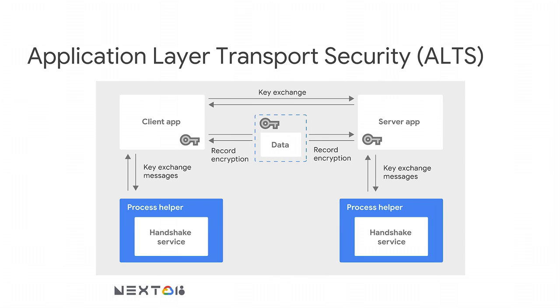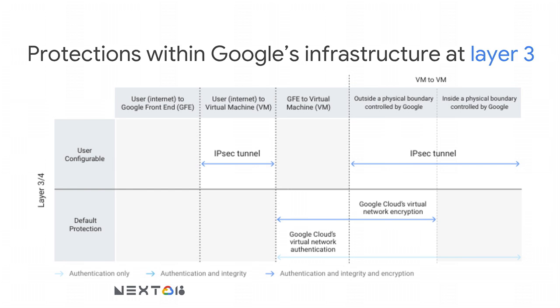So let's summarize what we've seen so far. And apologies for these being on two different slides. So first, what happens at layer 3, at the network layer? We've covered what protections we have in place by default. We mentioned that we have virtual network authentication between the GFE to the VM and between VMs, and we have encryption when that data crosses physical boundaries.